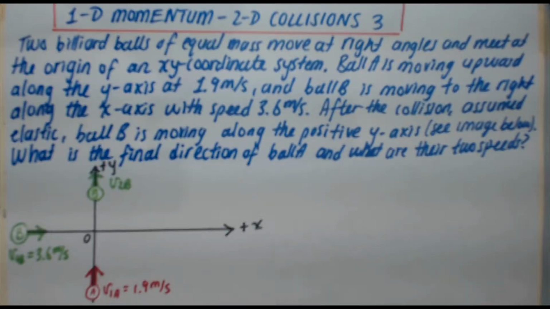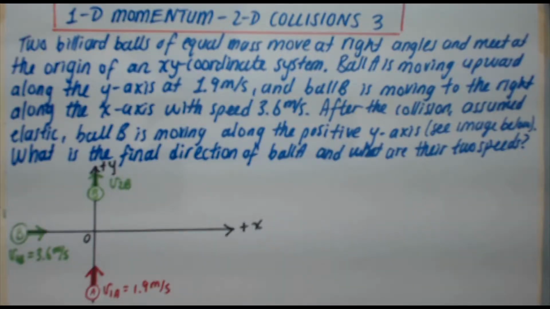Two billiard balls of equal mass move at right angles and meet at the origin of an XY coordinate system. Ball A is moving upward along the y-axis at 1.9 meters per second, and ball B is moving to the right along the x-axis with speed 3.6 meters per second. After the collision, assumed elastic, ball B is moving along the positive y-axis, see image below. What is the final direction of ball A and what are their two speeds?